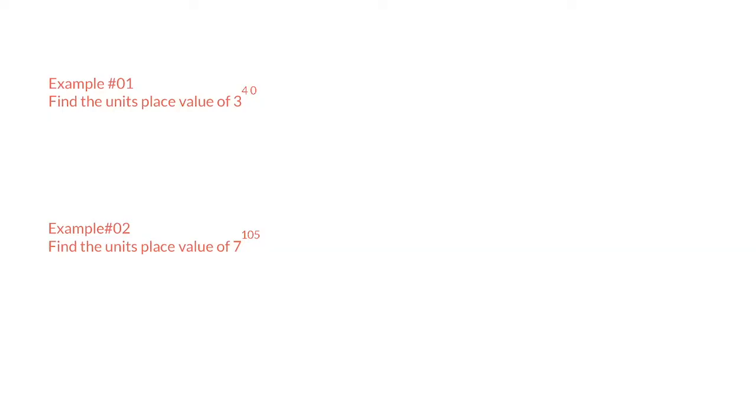Next, we'll solve some examples related to this trick 1 and 2. Here, the given question is, find the units place value of 3 power 40. We can write this number 3 power 40 as 3 multiplied with 3 multiplied with 3, 40 times.